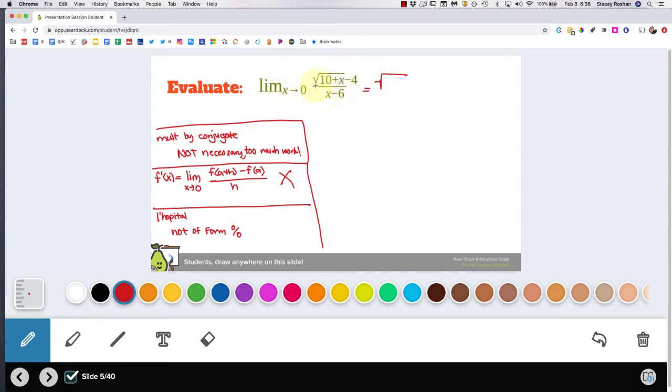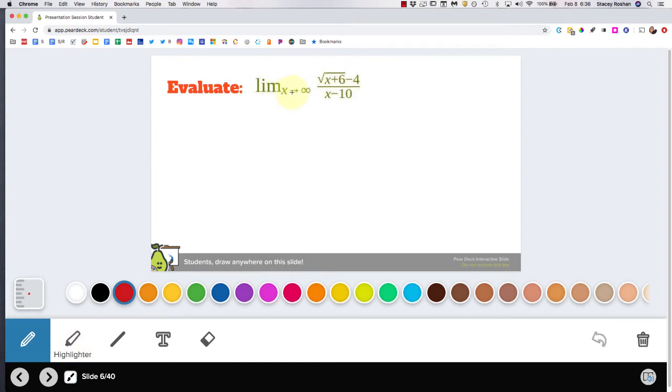So the only time we need to do something else is when we get 0 over 0, but in this case, I would have had root 10 minus 4 over negative 6. Final answer, and I'm done. Nothing else needed. Now, when you're doing the limit as x approaches infinity, I don't want you to forget those types of problems.